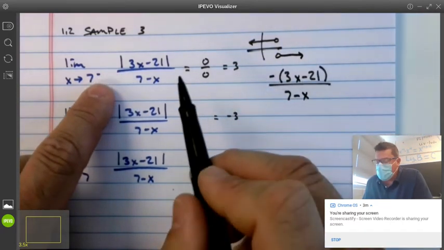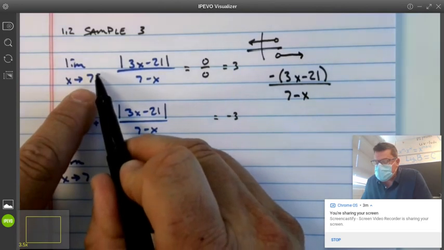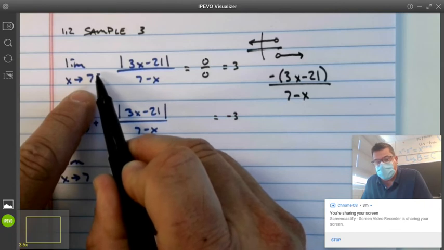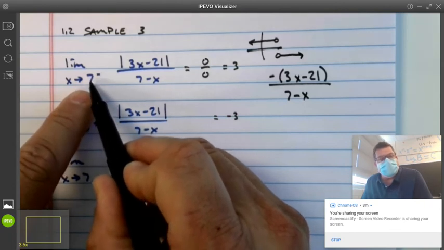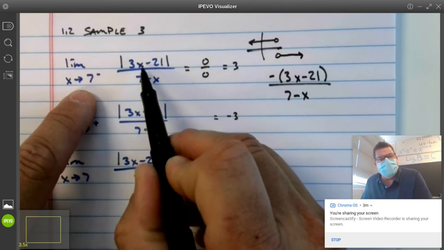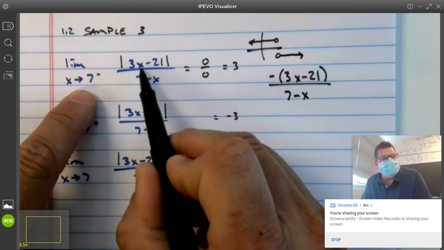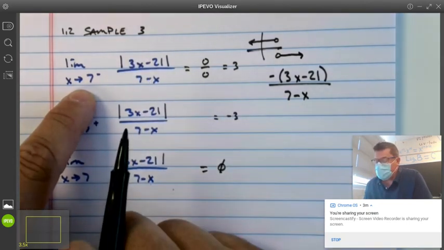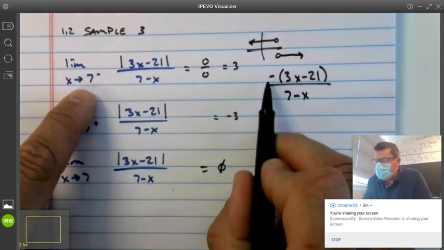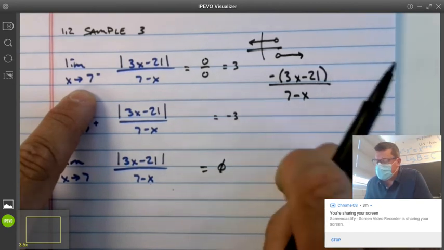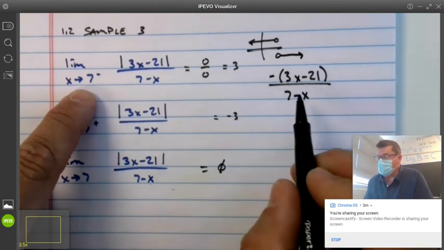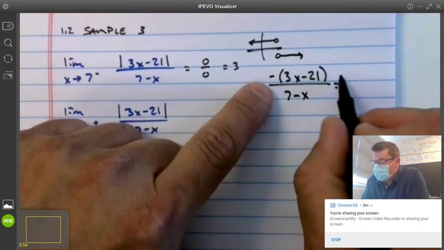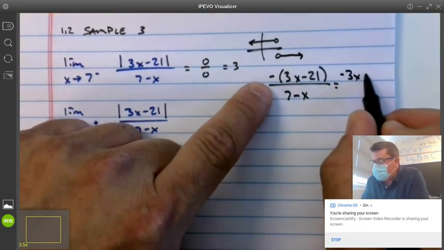So again, when we know we're going to plug in numbers that are approaching 7 from the left-hand side, we know they're going to be numbers less than 7. And when you use numbers less than 7, like 6 or 5, you create a negative number up here where the absolute value does work. Negate that known negative number, because that's what the absolute value bars do. Distribute that negative through, and you get negative 3x plus 21.